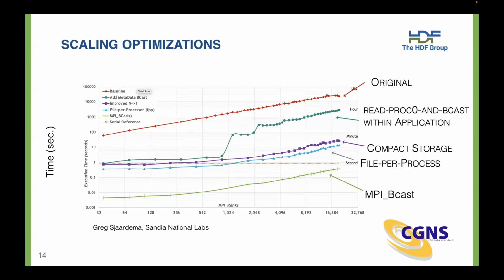This also helped the scaling of CGNS itself. The solid line here is the baseline, the original. Then we tried reading the data from process 0 and broadcasting it, within the application itself, and this took it down from a day to an hour. Then we switched CGNS to use compact storage, and that got it down to minutes, which is also very close to the file-per-process time. And you can see that because we're essentially doing a broadcast, it follows how an MPI broadcast performs on the system, which is the trend we expect.